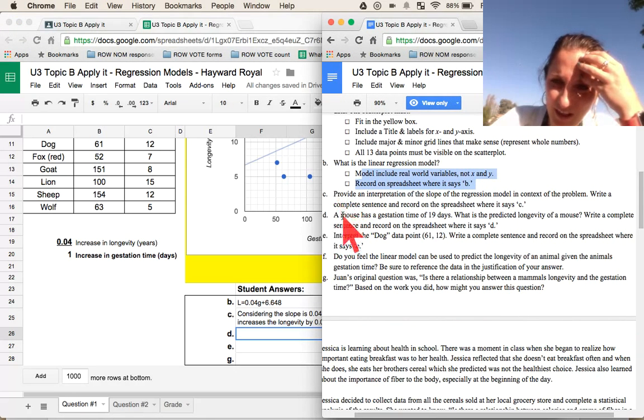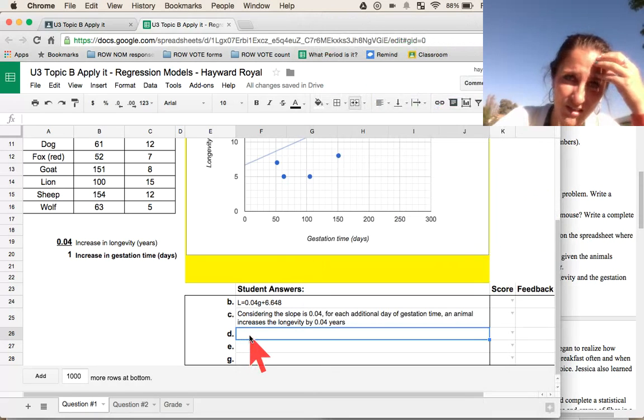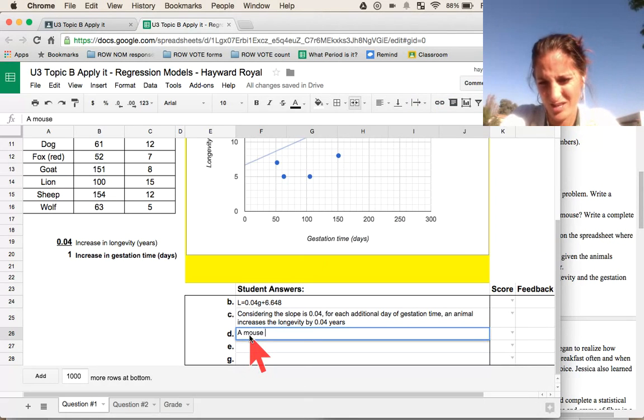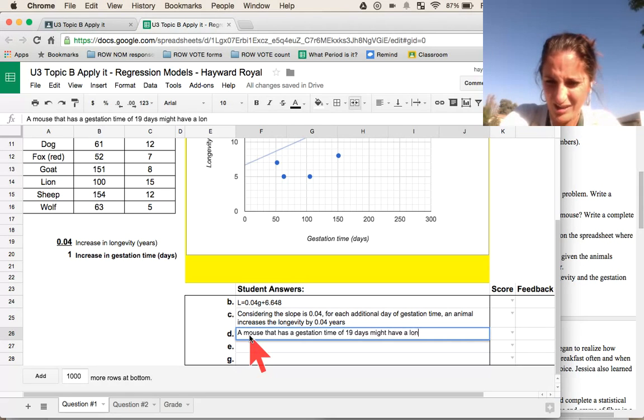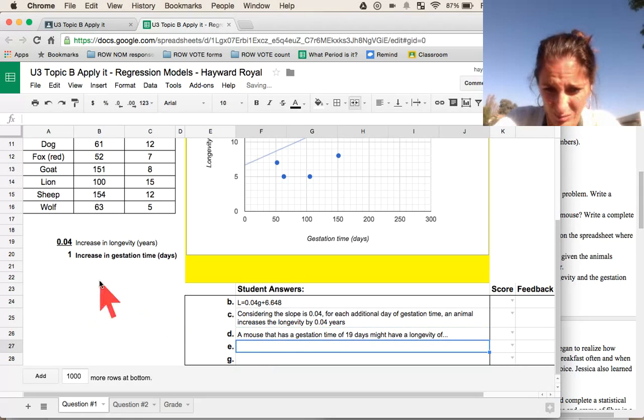Part C, no, that was C, so D: a mouse has a gestation time of 19 days. What's the predicted longevity of the mouse? So a mouse that has a gestation time of 19 days might live or have a longevity of, and so now that's when I need to go and do the math.